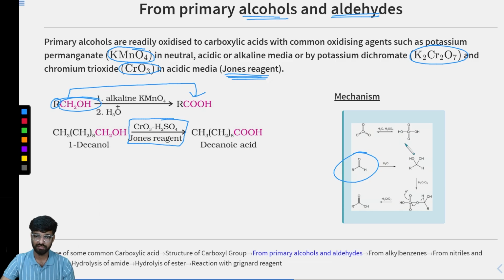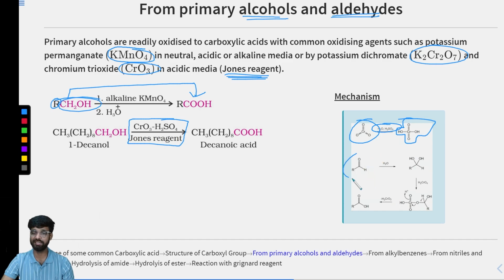How is it done? If you look at the structure of CrO3, it looks like this. If you treat it with H2SO4 and H2O, it results in this kind of structure. It is a chromium complex having two double bonded oxygens and two hydroxy groups. Now it has an empty d orbital. This chromium has an empty d orbital. So suppose we have started from aldehyde.